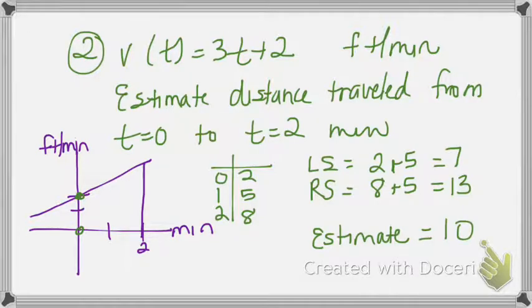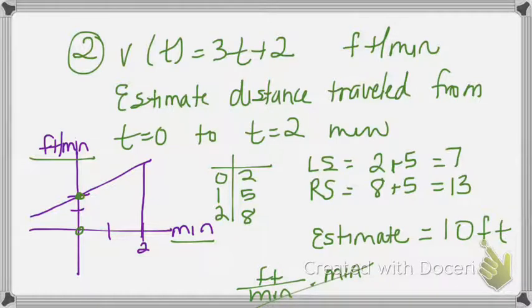And then let's think about the units. This is feet per minute and minutes. If I multiply feet per minute times minutes, I end up with feet. So this is 10 feet. And it's important to think about the units that way because it won't always just cancel out like that. There's some other things you have to do.